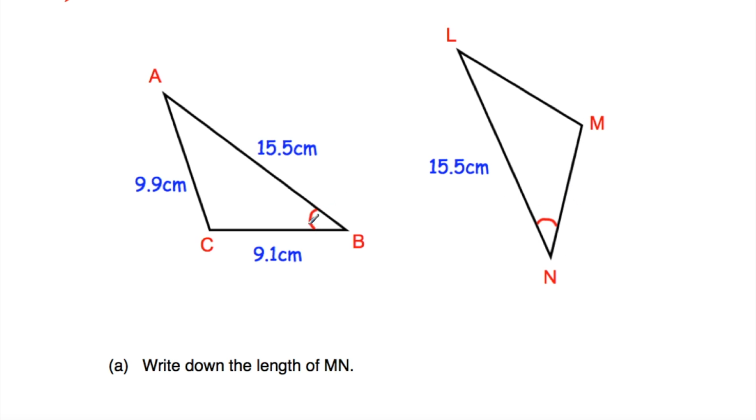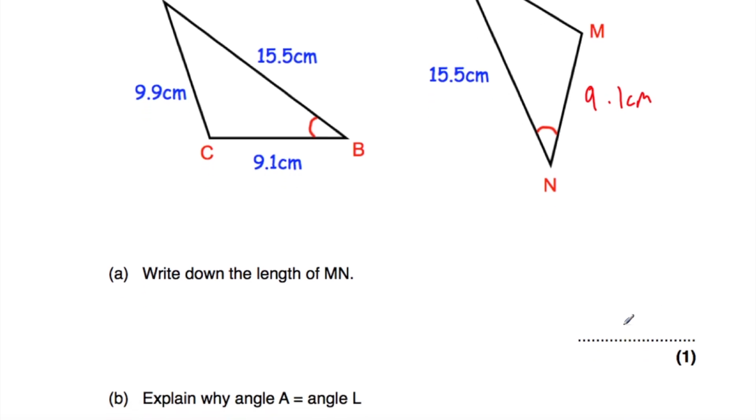If we have a look at this angle at B, which is equal to the angle at N, we've got the 15.5 on one side of that angle, but on the other side, we have this length here, which is 9.1 centimeters. So that means that MN would be 9.1 centimeters, because the lengths of the sides on either side of the angles must be the same. Remember the condition, side, angle, side. So MN is 9.1 centimeters.